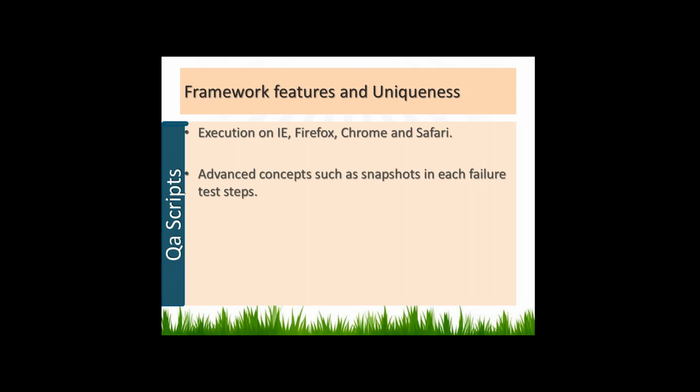The second feature is, we have used advanced concepts such as a snapshot for each failed test step. Suppose there's an issue or a bug in the application, like object not found or some error has come. At that time, we'll take a snapshot. We have classes as well as methods to take the snapshot and attach it to the step where it is failing. So in the report, you can see the step failure and why it failed with the snapshot information.